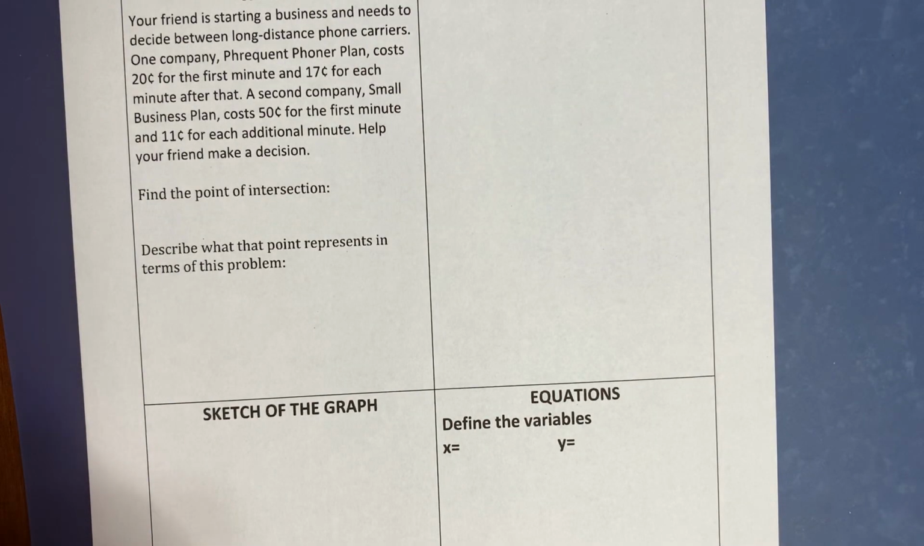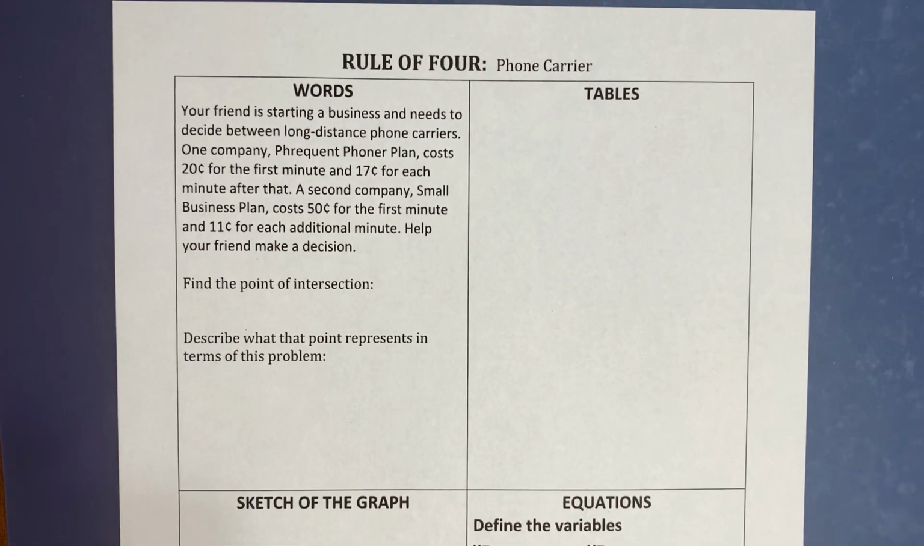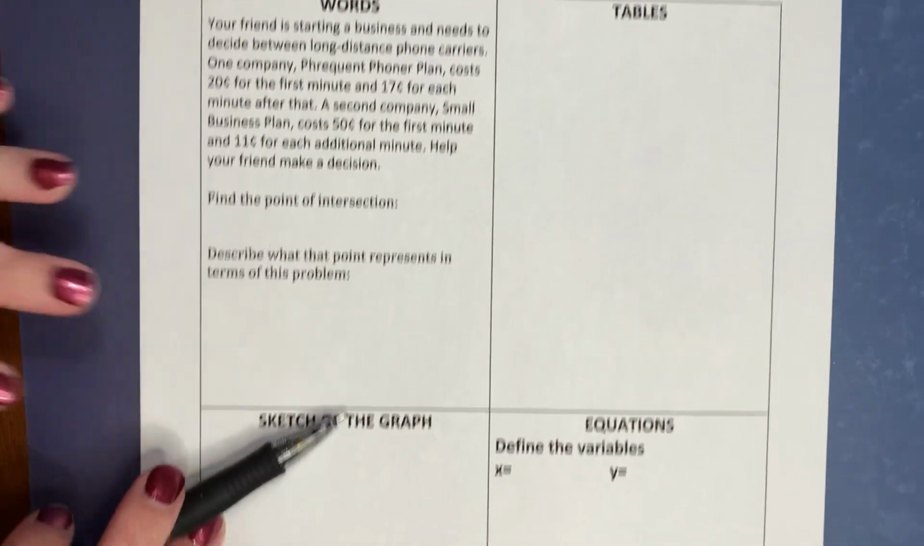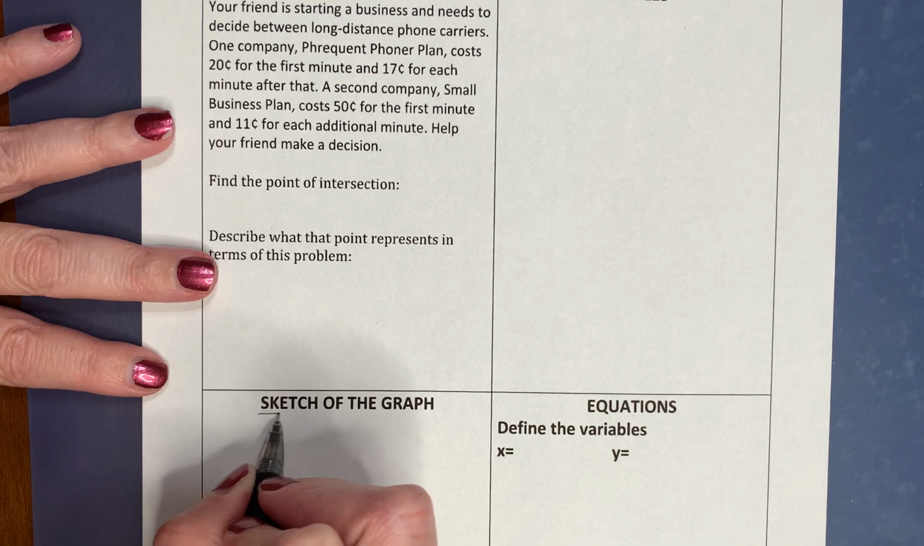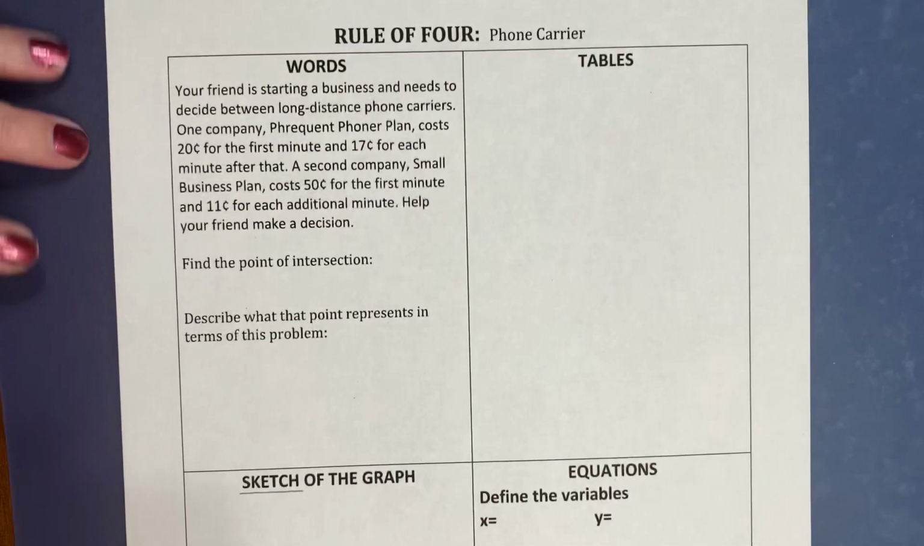All right, so then we went to a different kind of problem, right? And we looked at the phone carrier problem. And the phone carrier problem is basically trying to help a friend out, right? Again, we've got words, tables, equations, sketching the graph. A little different this time. We're just going to sketch it. We're not going to exactly graph the actual line.